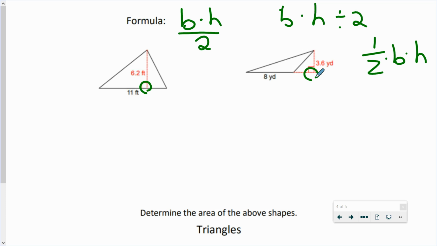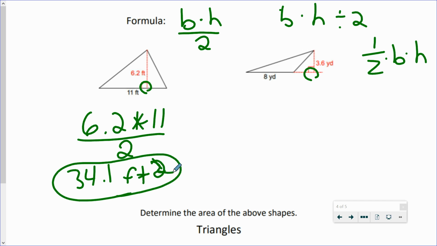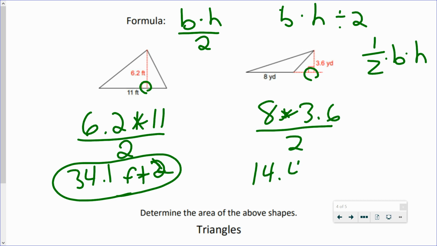That's my height. So for the first example, I'm going to do 6.2 times 11 and then divide everything by 2. So I'm going to get 34.1 feet squared. For the second problem, I'm going to do 8 times 3.6 divided by 2. And I get 14.4 yards squared.